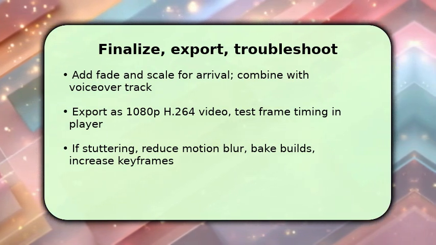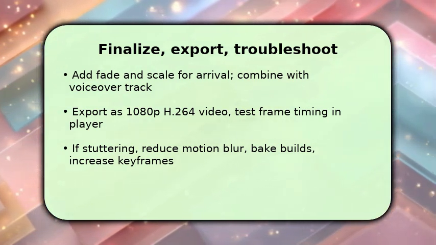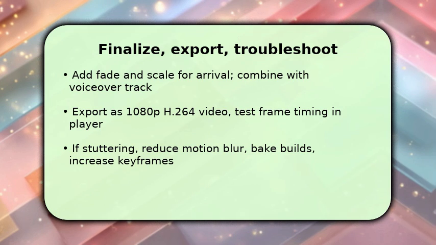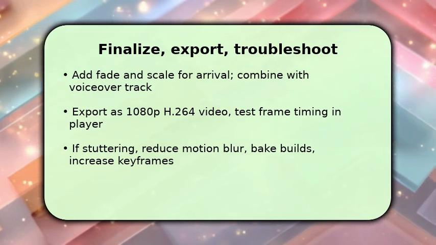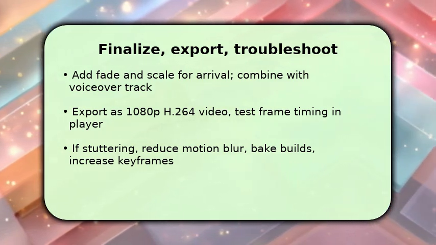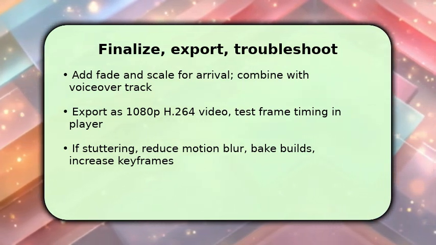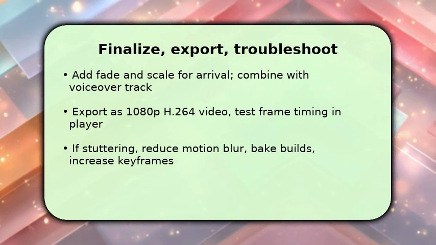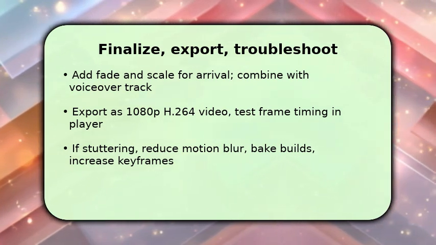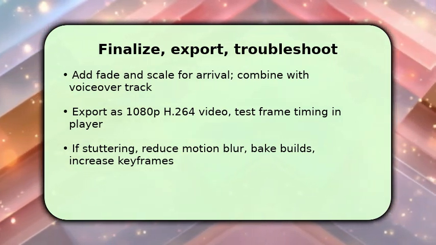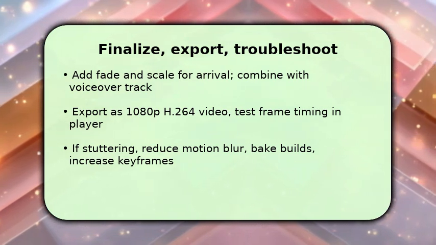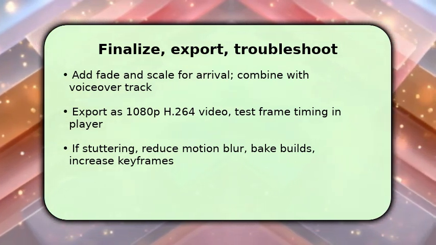Then export at 1080p H.264, checking frame timing and audio sync in a media player to confirm everything matches. If playback stutters, simplify concurrent builds, disable motion blur, or bake animations by converting builds to separate slides. This reduces rendering strain and fixes timing drift. Try one change at a time to isolate the cause.